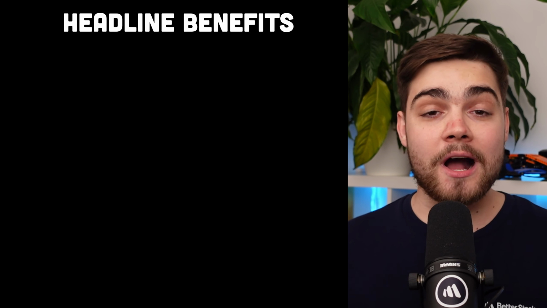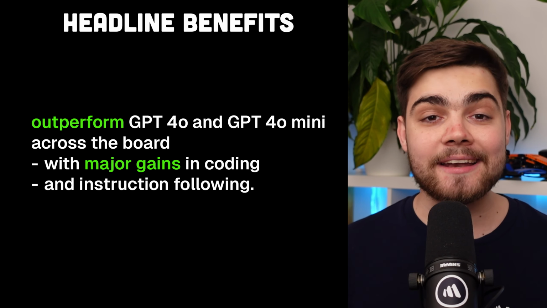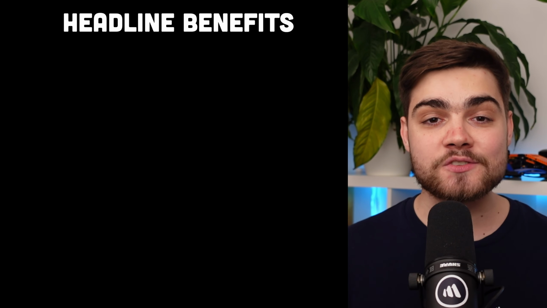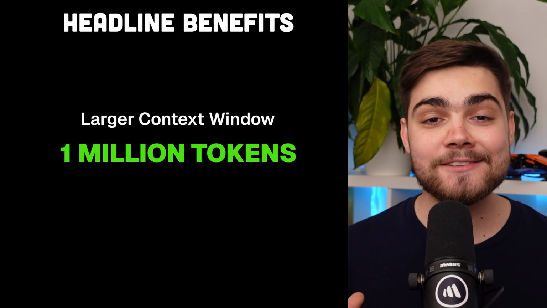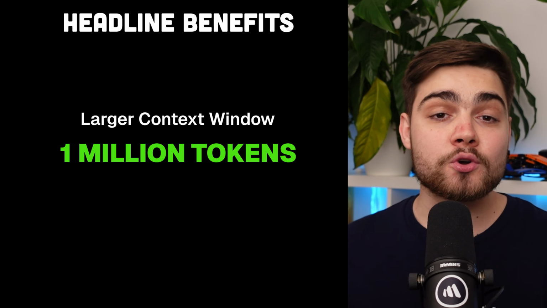The headline is they all outperform GPT 4.0 and GPT 4.0 Mini with major gains in coding and instruction following, specifically front-end coding as well, which is what I'll be testing. What's really cool though is they have a larger context window. They all support up to 1 million tokens of context and are actually able to better use that context with improved long context comprehension. It seems that Gemini is forcing some hands here, which is great for us. It also has great vision performance too, often beating out GPT 4.0. But I'm a developer, so let's see this in Cursor.